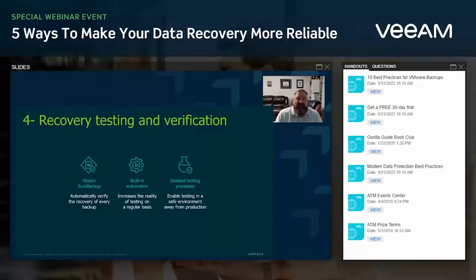SureBackup, again, at the end of every backup, much like we're doing with the antivirus, but this one takes it to the next level. It says, I will take this backup, stand it up in a virtual sandbox, and ensure that it will power back on, the data can come back fine, and everything's going to be good. We have built-in automation that can help you increase the testing on a regular basis. So not only can you take advantage of SureBackup on demand, you can schedule it to ensure that testing is happening. It's tongue in cheek to make the joke, but it's unfortunately true: the best testing is testing that actually happens.